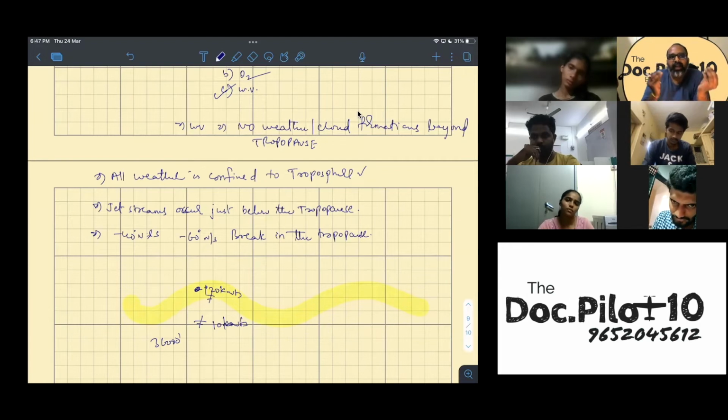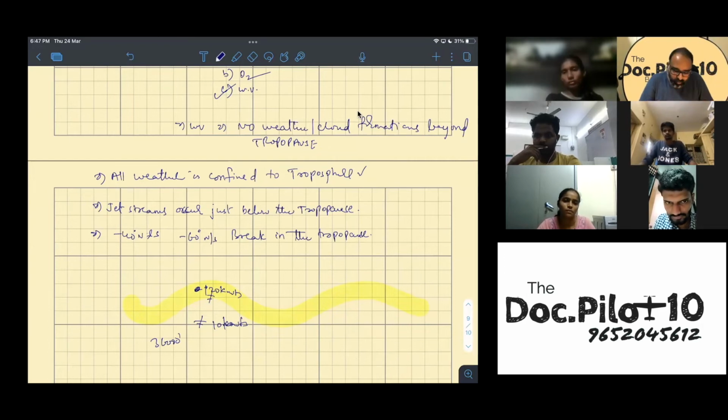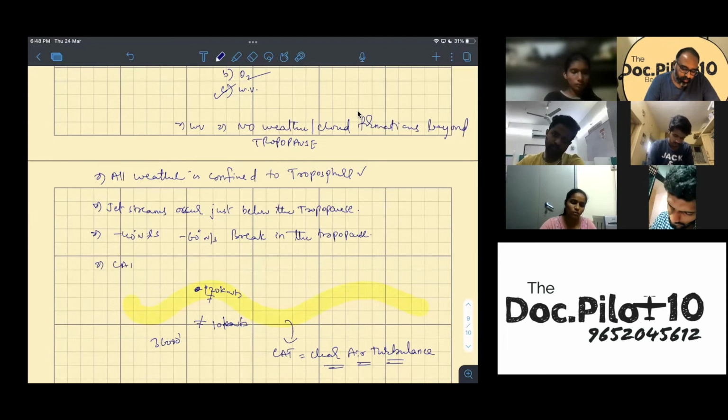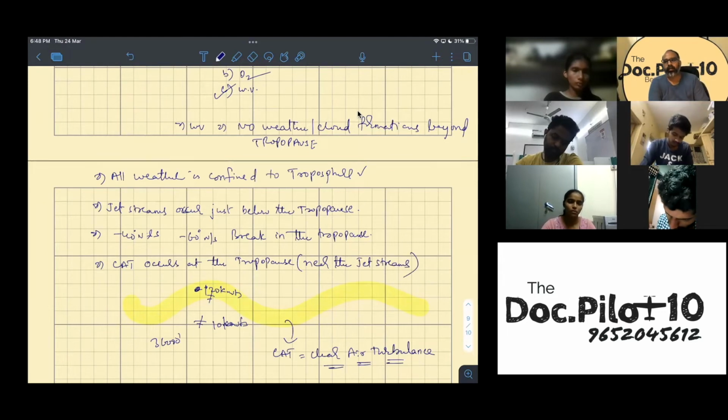But see, the pilot has entered because a jet stream is pure air without cloud. You cannot see a jet stream. Your airborne weather radar cannot capture jet streams. So that's why the turbulence due to jet streams is called CAT, clear air turbulence. I'll also discuss clear air turbulence in further classes in detail. So clear air turbulence occurs at the tropopause, in brackets, near the jet streams. Am I clear on this?